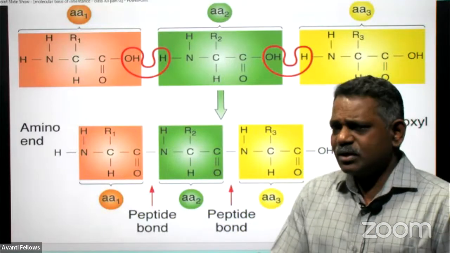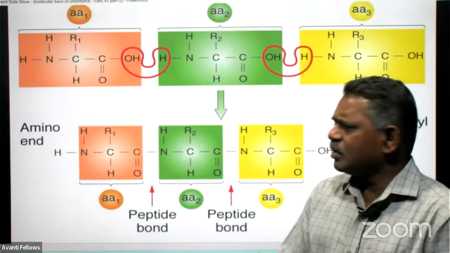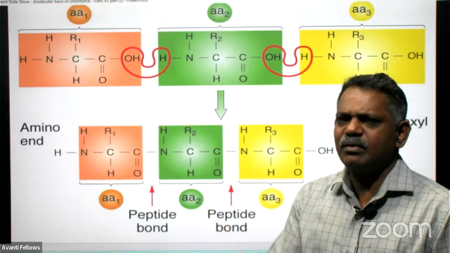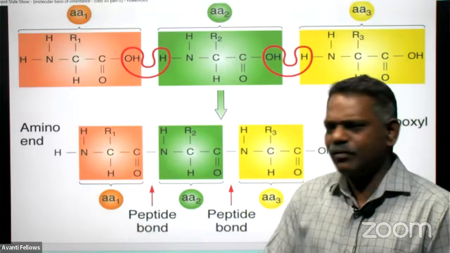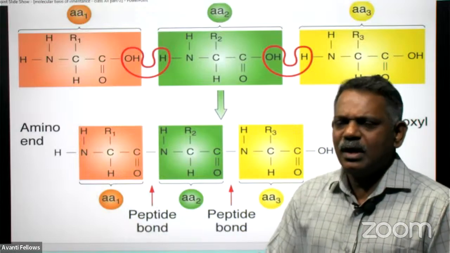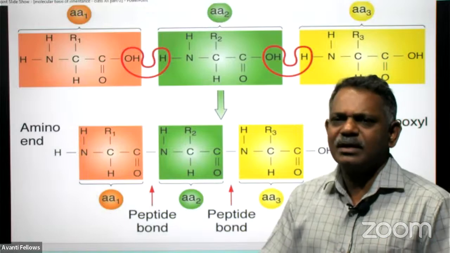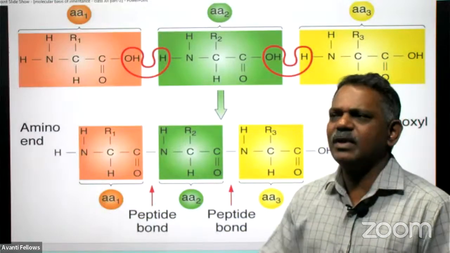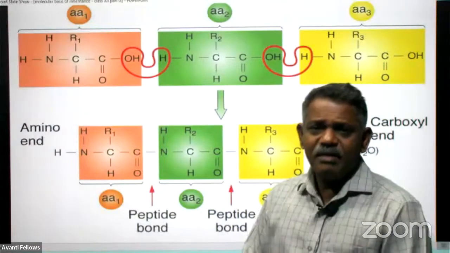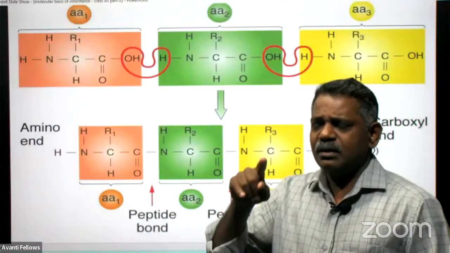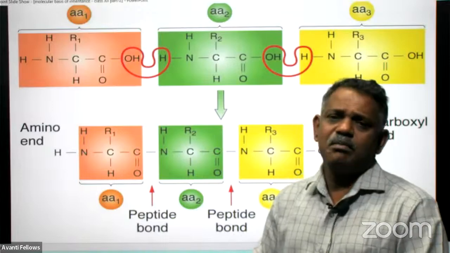Because the function of the protein depends not only on the sequence of amino acids or the total number of amino acids present in the protein. Of course, that is very important. If the sequence is changed, it cannot act as a functional protein in the cell. If the number is changed, it cannot act as a protein in the cell. But at the same time, the structure is also very important.